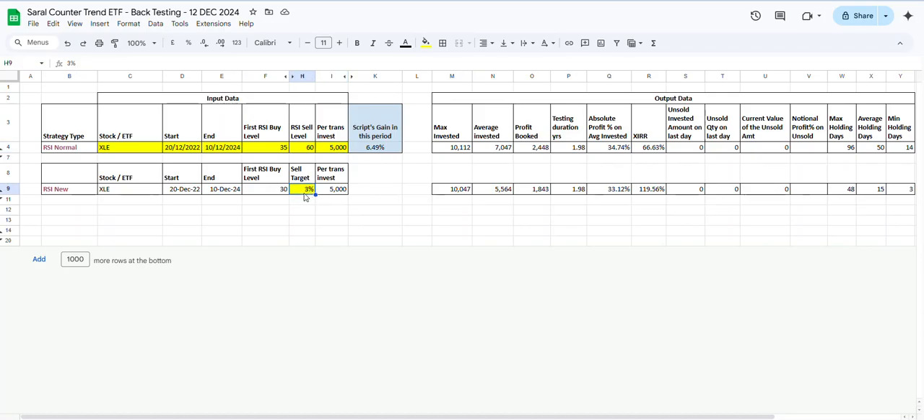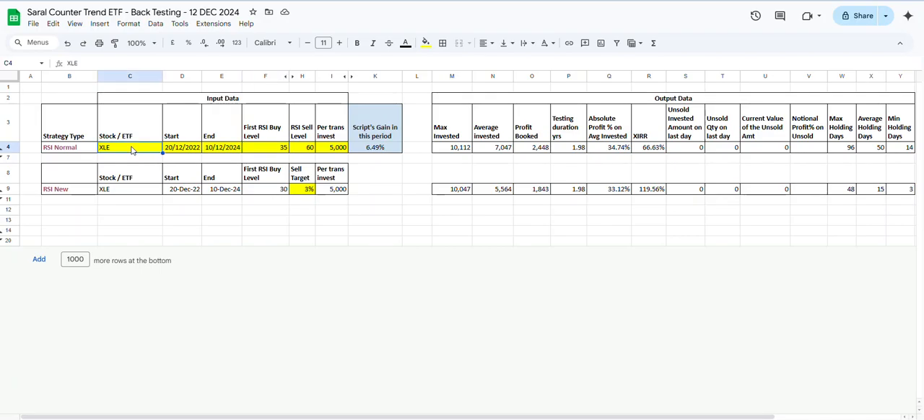So we are going to keep our target at 3%. Until we get the 3%, the system will keep buying and remain long. In the earlier system, we used to sell when the RSI reached 60, 65. We are going to keep our system very simple in this one. We are going to target 3% per transaction of $5,000. We'll start buying when the RSI reaches 35, and we'll see how this performs.